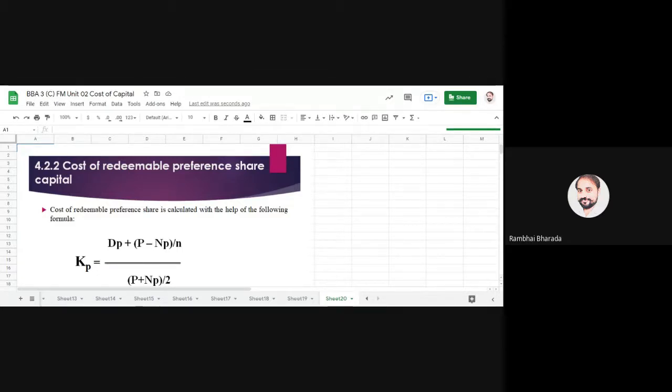Here, redeemable preferences means, let's take an example. What is your name, my dear? Rahil. Okay. See, we have Rahil with us. Rahil wants to start one particular business, and for starting a business he requires 2 lakh rupees. He comes to me and says, sir, can you give me 2 lakh rupees for the next 2 years?